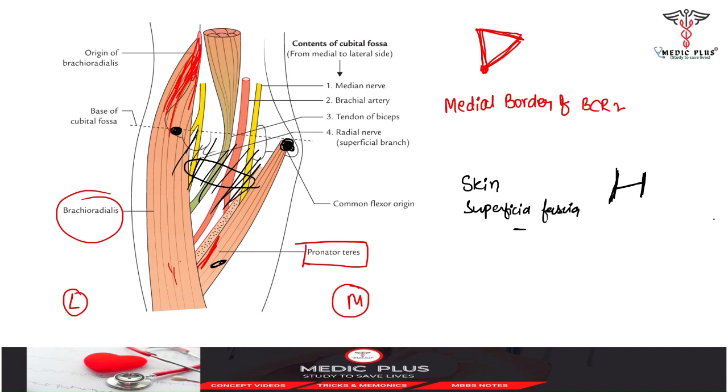Now one more thing here: nerves also supply the superficial fascia. Which nerves pass through the superficial fascia? The medial and lateral cutaneous nerves of the forearm.